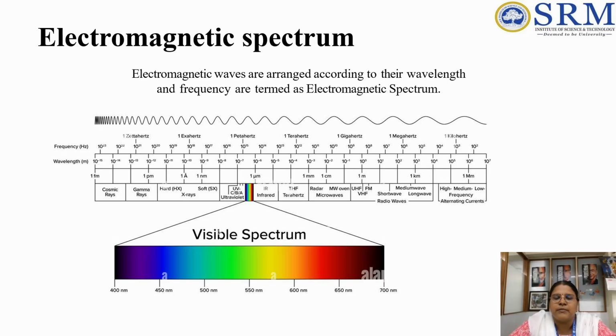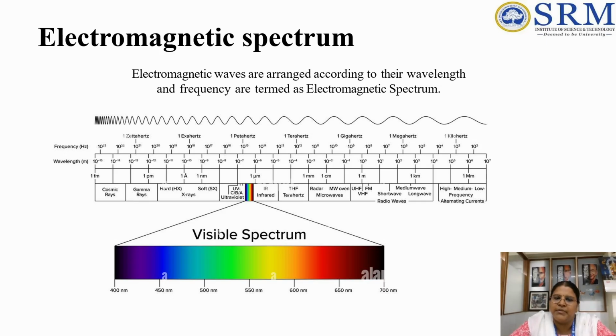So next, moving on to the electromagnetic spectrum. Electromagnetic waves are arranged according to their wavelength and frequency, and this is termed the electromagnetic spectrum. When we look at the electromagnetic spectrum, we have a visible spectrum from 400 nanometers to 700 nanometers, where we have the colors blue, green, and red, and the shades of blue, green, and red will be seen in the visible spectrum.